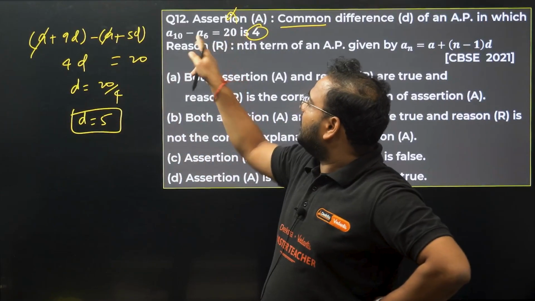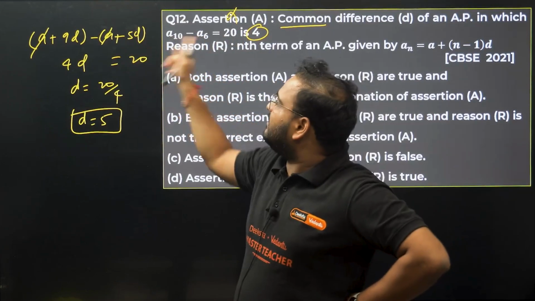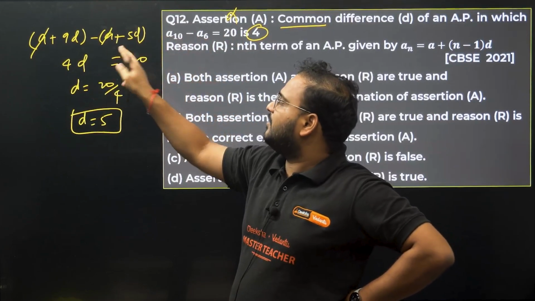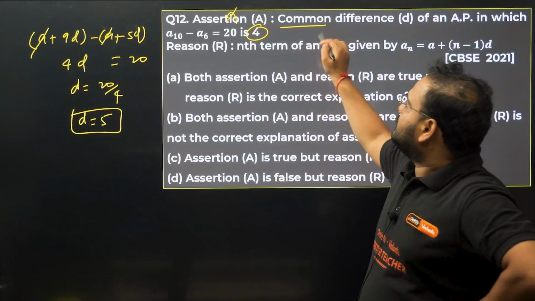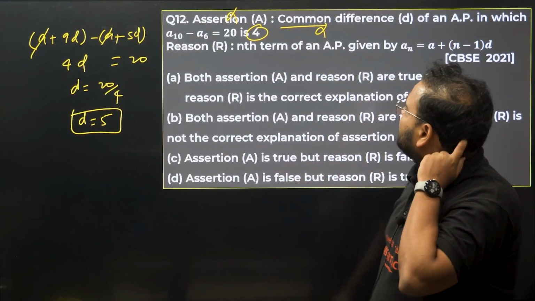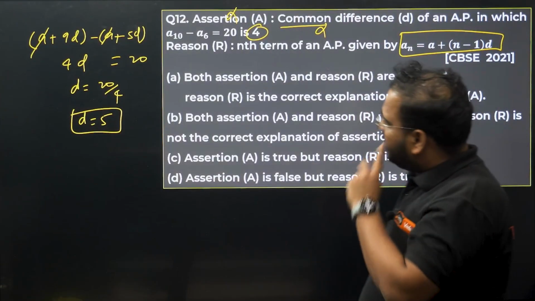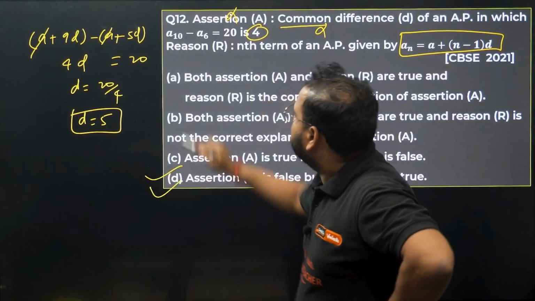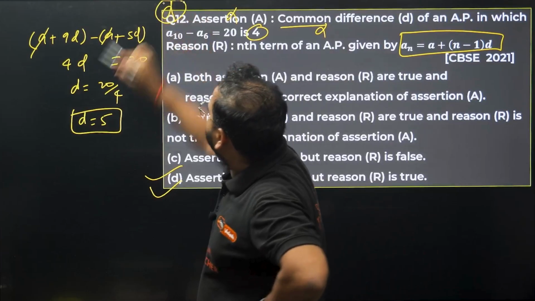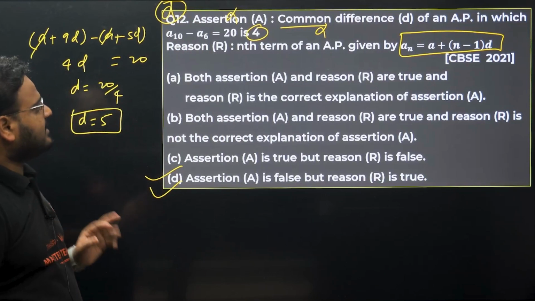Please check. Difference of the numbers. A plus 9D is the 10th term and A plus 5D is the 6th term. If you take the difference, you get here 4D. D is coming as 5, not 4. The statement is wrong. Next one. Nth term of an AP is given by, correct. That's the formula actually. So assertion is false, reason is true. Option D is correct. D is the right option.